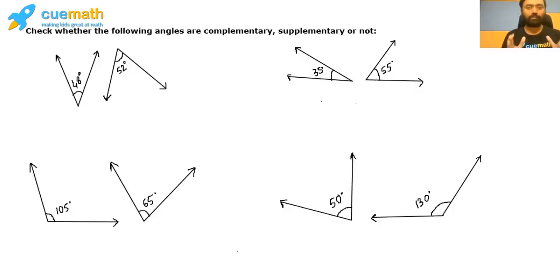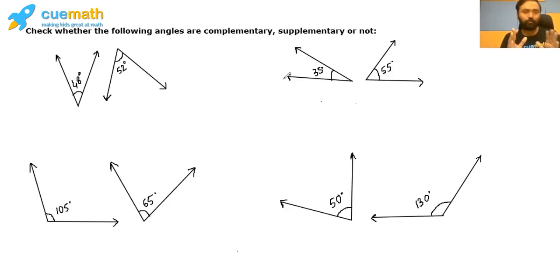So these were the concepts and these were the definitions using which you can easily identify and define complementary and supplementary angles. Let's now work on some questions and let's see how we can use the definition and the concept to work on those questions to get the answers. So in this question, we have been given a group of angles and we'll have to identify whether they are complementary, supplementary, or none of these.